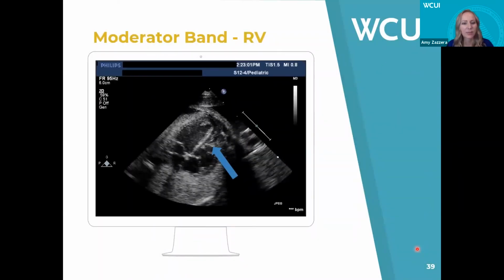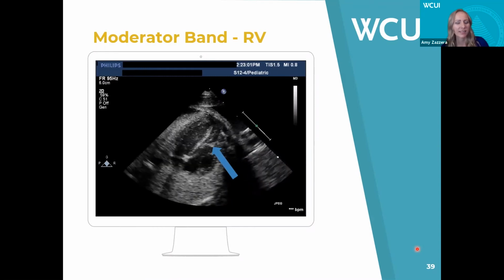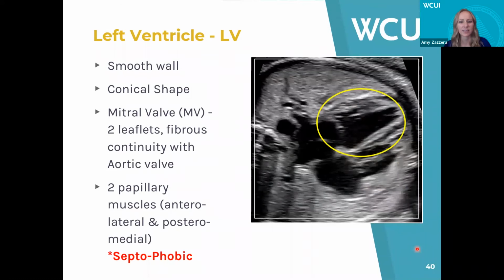And this is a beautiful cine clip pointing towards that right ventricle and showing that moderator band. All right, so let's talk about the left ventricle. It is smooth-walled and conical in shape. It has the mitral valve, which is a 2-leaflet valve, and 2 papillary muscles that are evenly spaced, which are septophobic. So there's no attachment to the septum in the left ventricle with those papillary muscles.